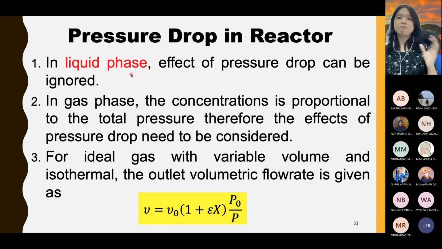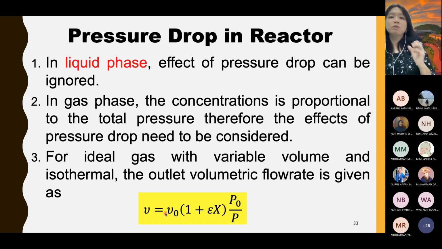Tetapi if you have gas phase reaction, maknanya kamu punya reactant tu dalam bentuk gas, dalam tindak balas boleh berlaku perubahan tekanan, changes in the pressure, which to be more exact, usually pressure drop, maknanya penurunan dalam kamu punya tekanan. When you have pressure drop during your reaction, for gas phase, dia akan mempengaruhi kamu punya volumetric flow rate. So sebelum ni kamu ingat tak, saya pernah ajarkan outlet volumetric flow rate kalau gas equals to inlet volumetric flow rate 1 plus epsilon x.